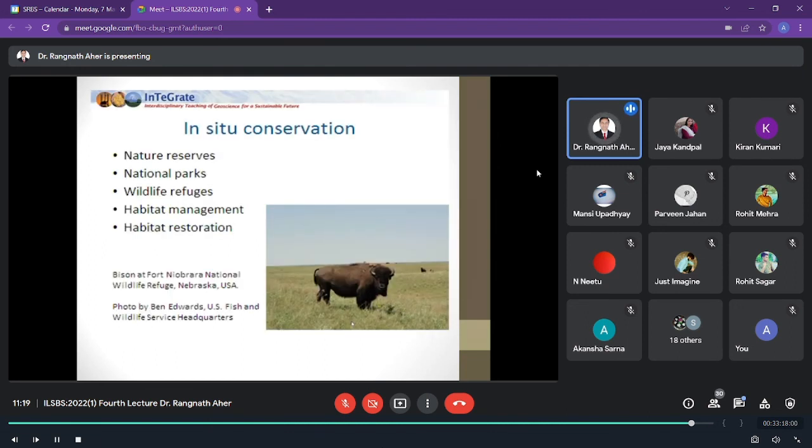Examples of in situ conservation are nature reserves, national parks, wildlife refuges, habitat management, and habitat restoration. These come under in situ conservation.